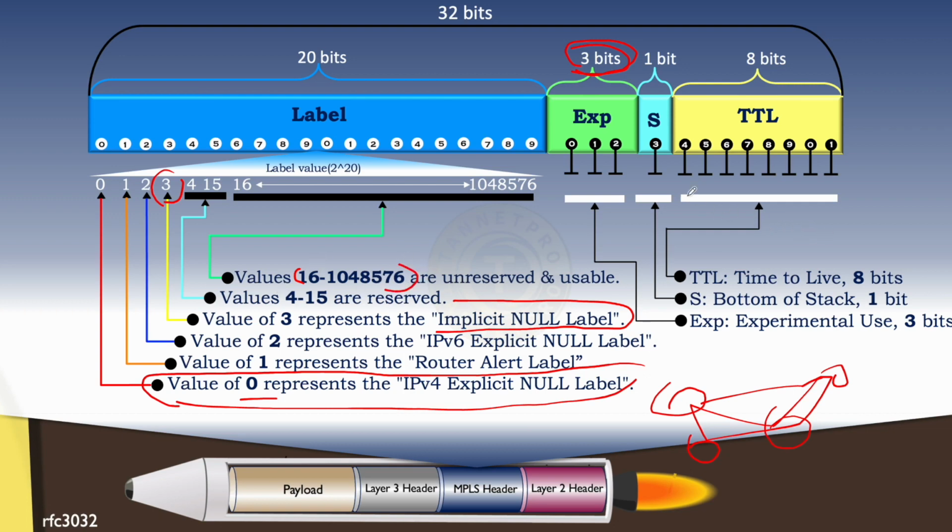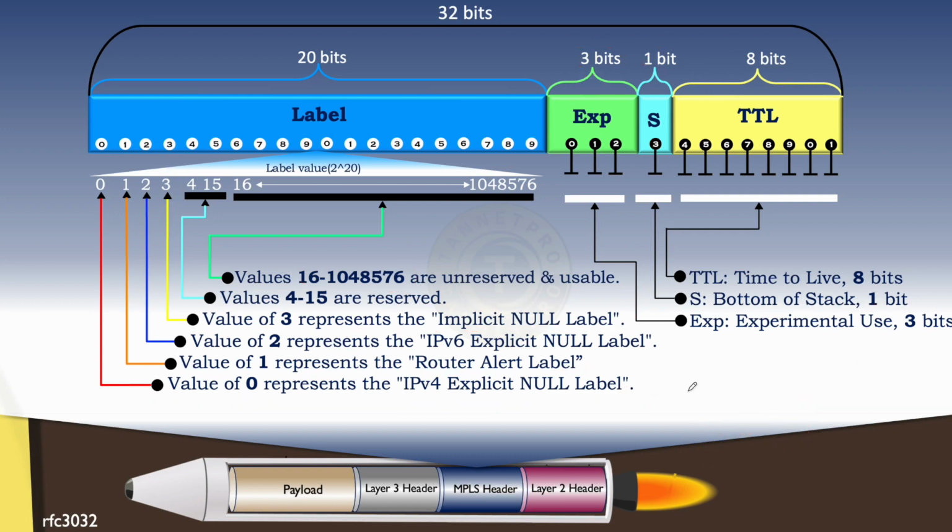And now what is left? This single 1 bit is left, right? What is the bottom of stack? What is the bottom of stack value? Let me explain over here. If you are using simple MPLS, in that case only one label is going to be used. Only one label is sufficient. But if you are using L3 VPN, in that case multiple labels are going to be used, at least three labels.